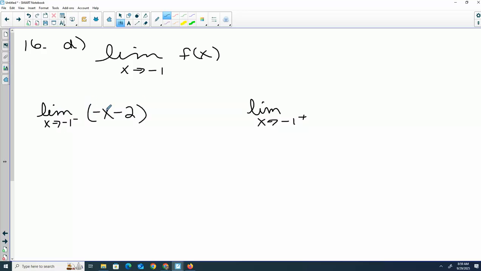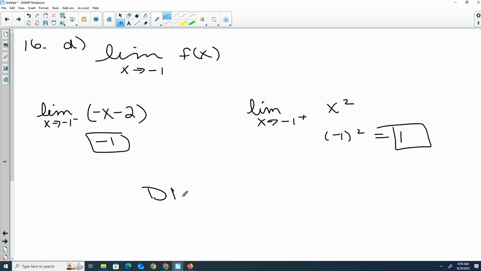If you put in -1, 1 minus 2 is -1. From the right, you're on the middle piece, so x squared, so that's -1 squared, which is 1. Since those don't match, the overall limit does not exist. And you could also make a graph if that helps.